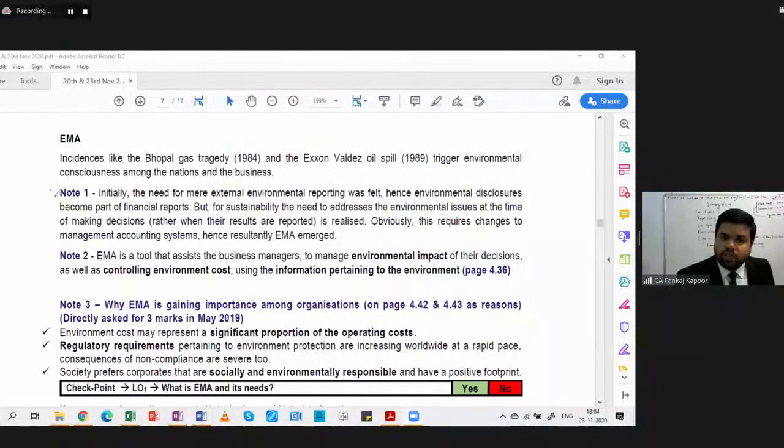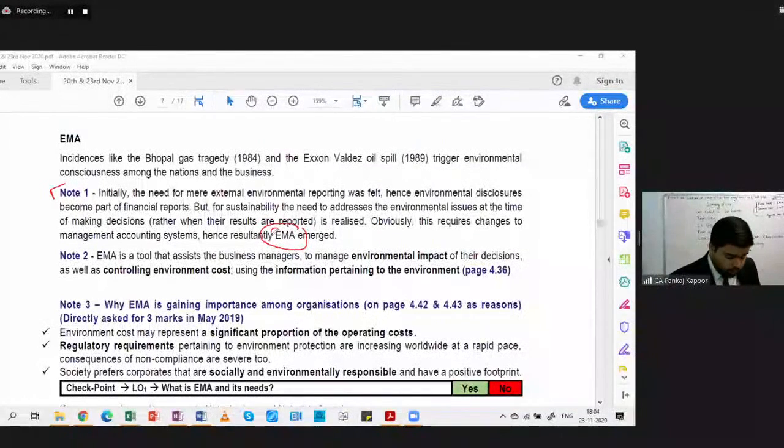So note number 1 says the same story. What note number 1 says is that earlier the environment matter used to be reported when the annual report was made, or given to the shareholders, or published on the website of the company itself. But later on, it was realized that management must consider the environment issue when they take decisions. Hence, a new form of management accounting emerged, known as EMA, whose full form is Environment Management Accounting.